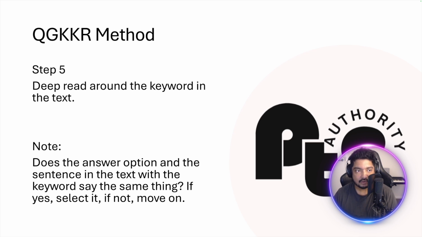And the last step in the QGKKR method is the deep read around the keyword in the text. Once you've found your keyword in the text, you need to deep read around the keyword. Does the answer option and the sentence in the text with the keyword say the same thing? That's what you have to look for. What is the meaning of that answer option with the keyword? And what is the meaning of the sentence in the text with the keyword? Do those meanings match? Do they say the same thing? If yes, select the answer option.